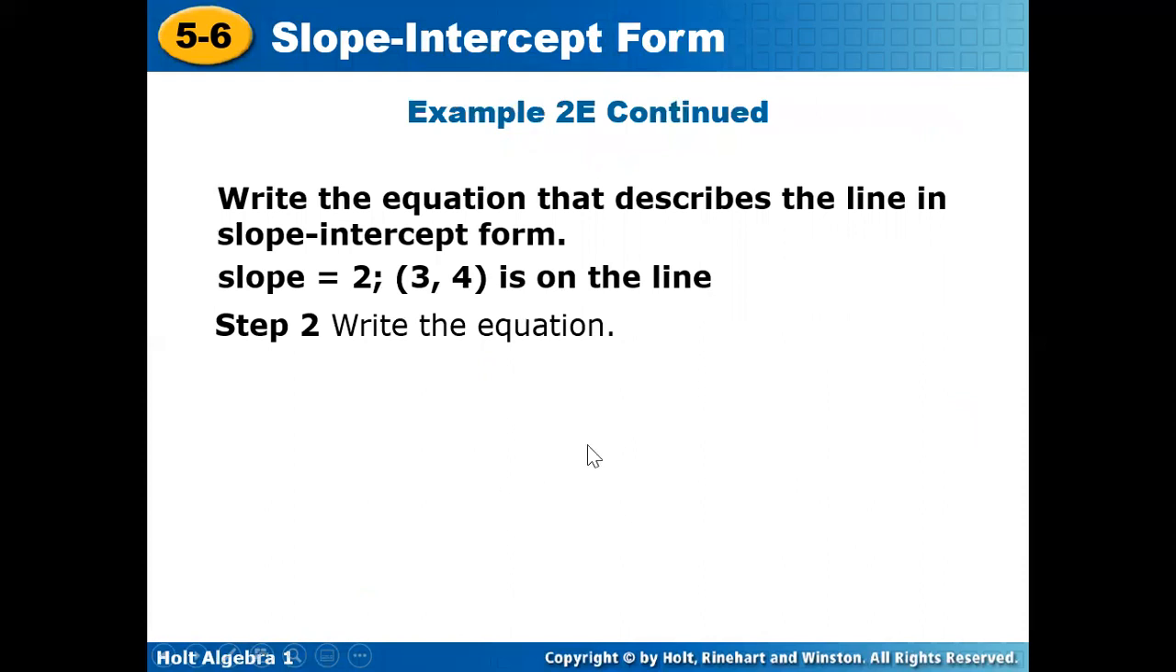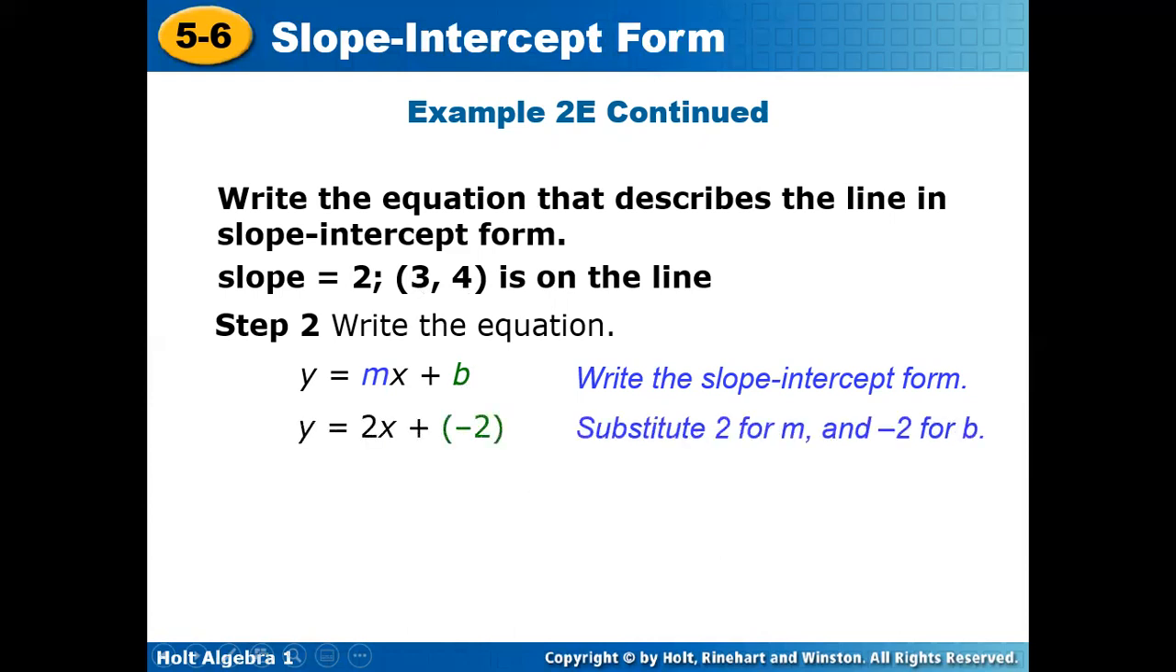We're going to do the same thing here. Slope-intercept form. Y equals mx plus b. 2 is our slope. That is going to be our m. 3 is our x. 4 is our y. And we are solving for b. So we plug in those numbers, and if you solve it, you get your answer of -2.